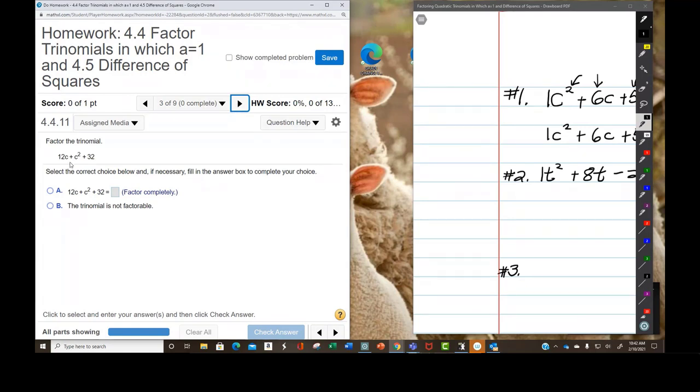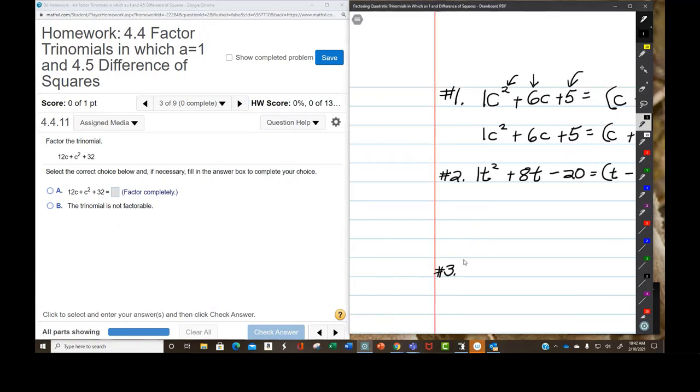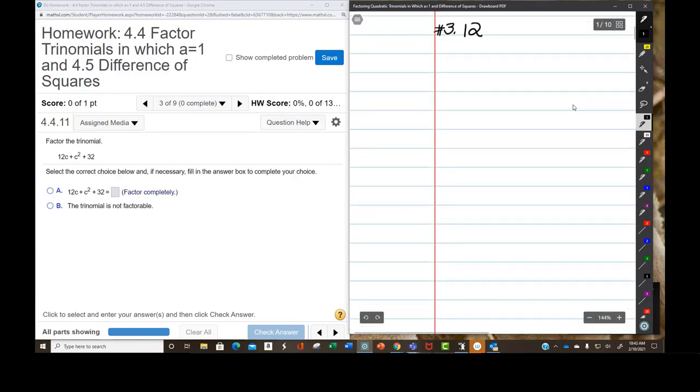Oh my, at first it looks like this is not one of those problems. We have, let me write it bigger for you, 12c plus c squared plus 32. But it's not written in descending order.